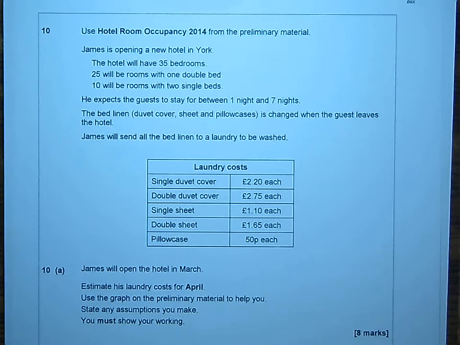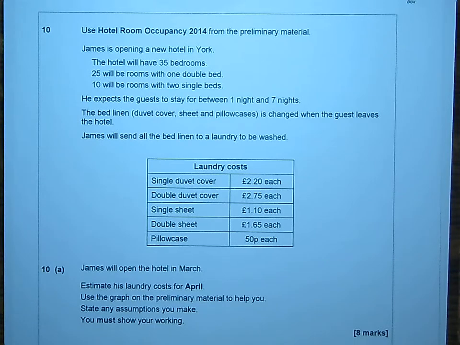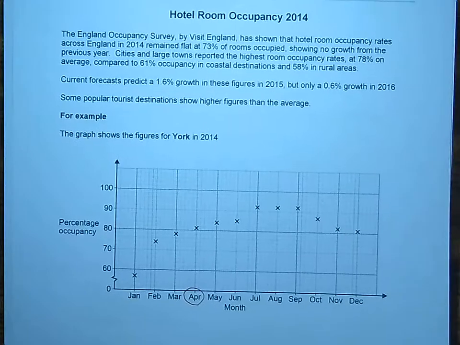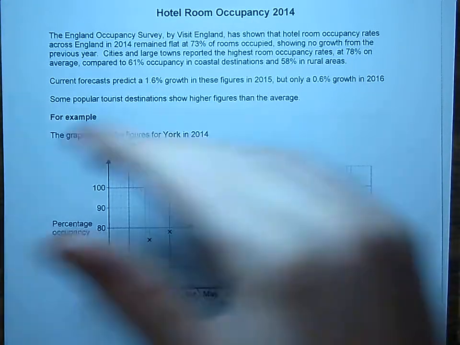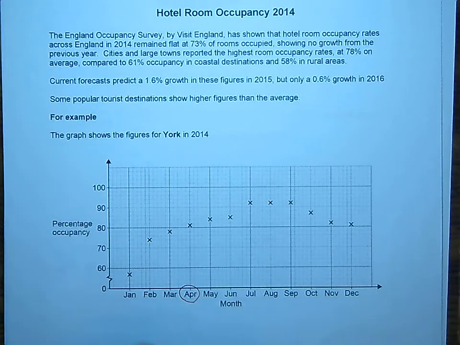Right, so question 10 also refers to preliminary material, specifically the hotel room occupancy. Now, these data here on the graph, there's a bit of information at the top, and we've got some breakdown there of 2014 data.